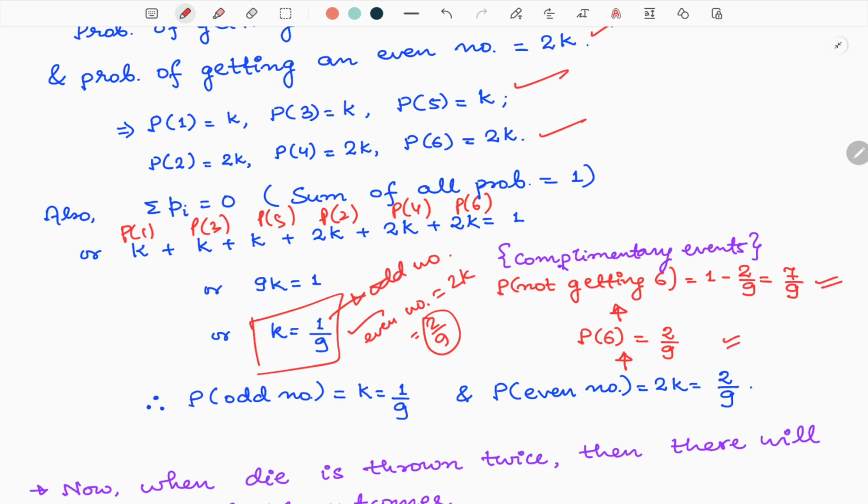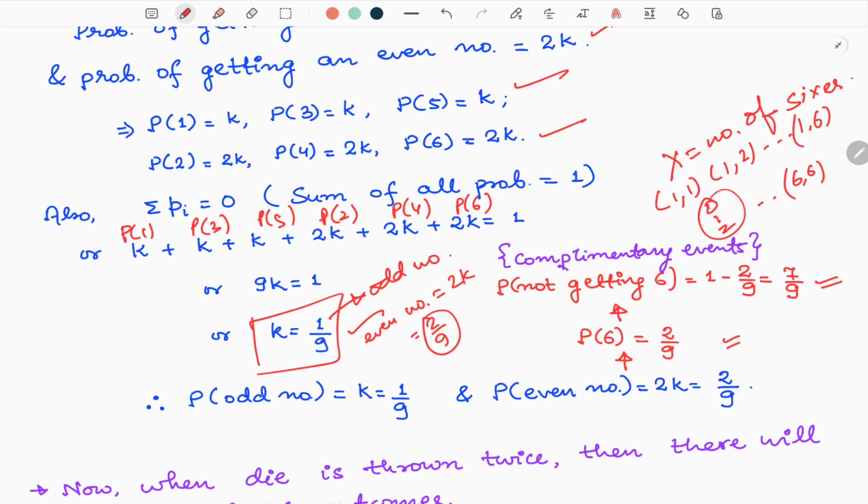Why are we finding the probability related to 6 only? Because the random variable is asking us to calculate the number of sixes when the dice is thrown twice. So when the dice is thrown twice, we will get outcomes like this: 1 1, 1 2, and so on up to 1 6, and the last will be 6 6. We are asked for the number of sixes. The number of sixes can be 0, 1, or 2 at maximum.